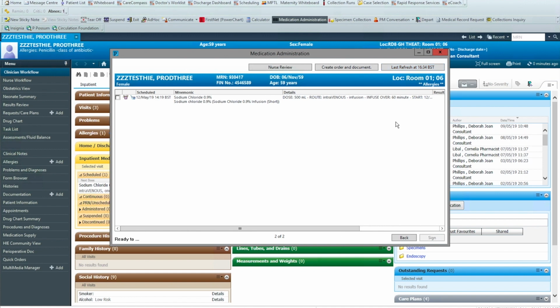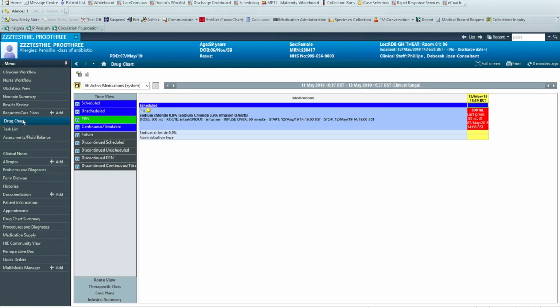But looking in the medication administration wizard now, we only see the short infusion available to give. That continuous infusion has disappeared. If we close them and go to the drug chart, if I have all active medications shown, then I see the short infusion, but no sign of my previous continuous infusion.